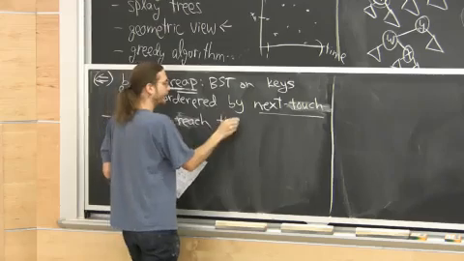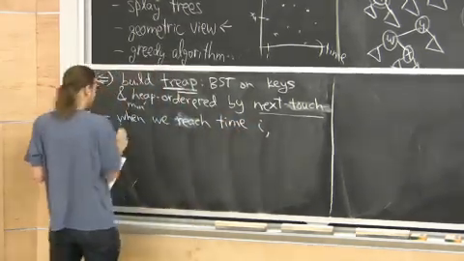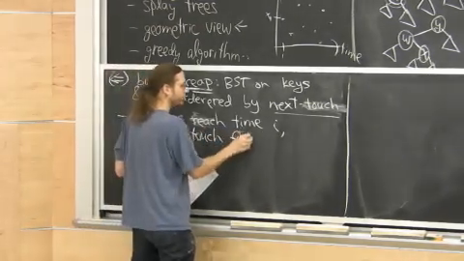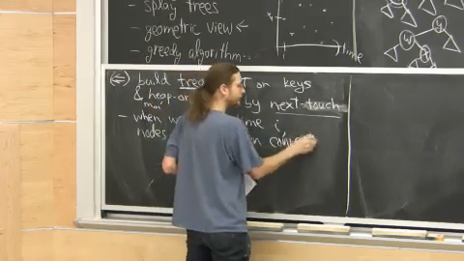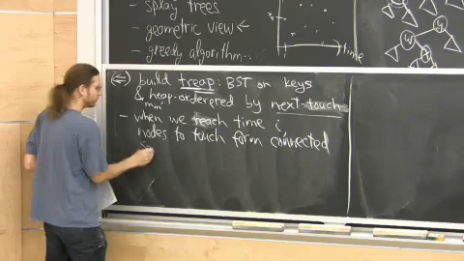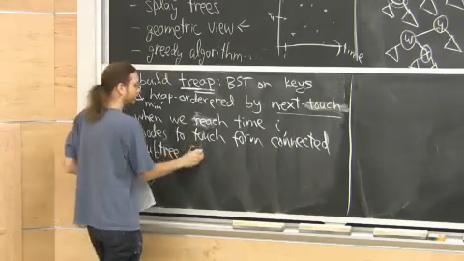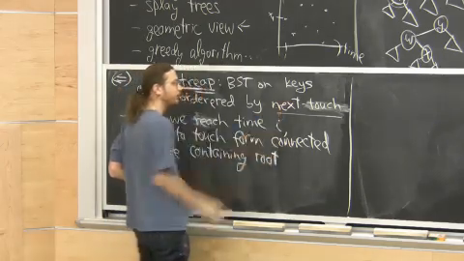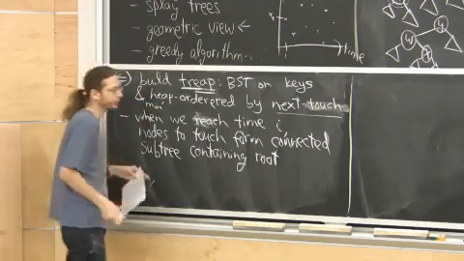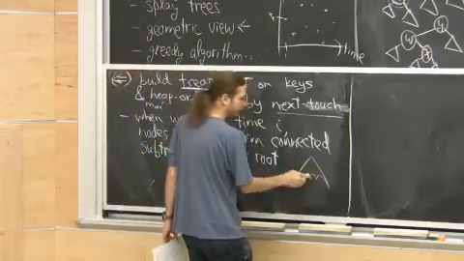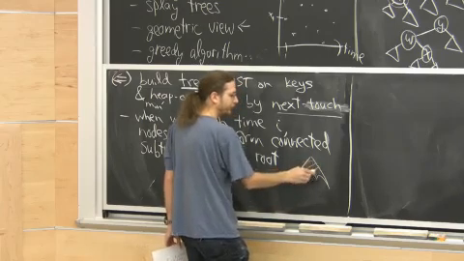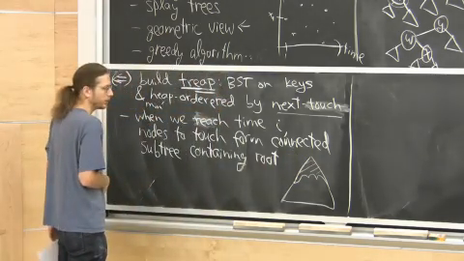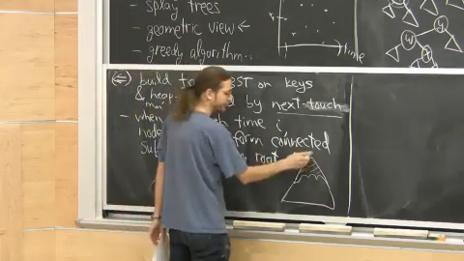So let's look at a time i. When we reach that time i, the nodes to touch form a connected subtree containing the root. Because according to heap order, they all want to be at the root. And so we break ties arbitrarily. Somehow, all the nodes that we're supposed to touch live in some connected subtree containing the root.